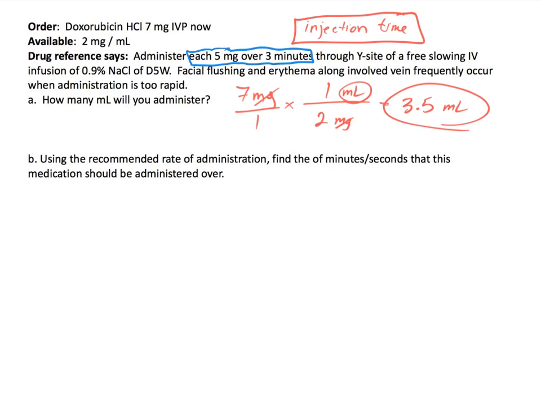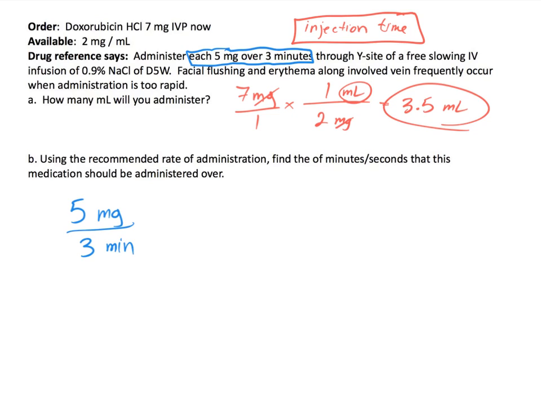So that is the rate that needs to happen: 5 milligrams over 3 minutes. Each 5 milligrams should be administered over 3 minutes. Now ask yourself, how many milligrams are we administering? Are we administering 5 milligrams? Because if we are, then we're done. It's just 3 minutes. But we're not, right? We are not administering 5 milligrams, we are administering 7 milligrams.